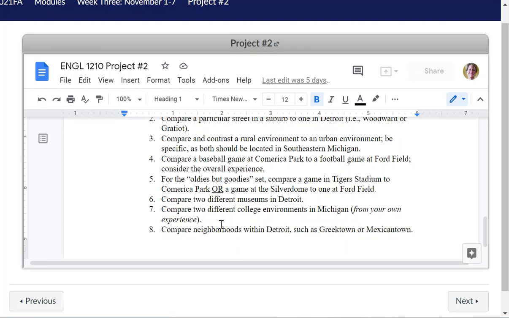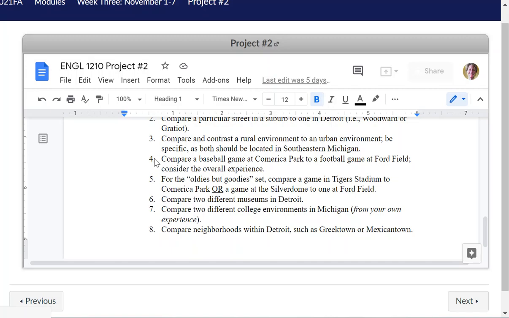I want to see things like you ate a hot dog at one and it tastes a lot like the hot dog that you ate at the other. I want you to think about how these build a sense of community in the moment. So by attending these things or shopping in a certain place or eating there, you feel like you're part of that community. If you have any questions about the assignment, let me know.